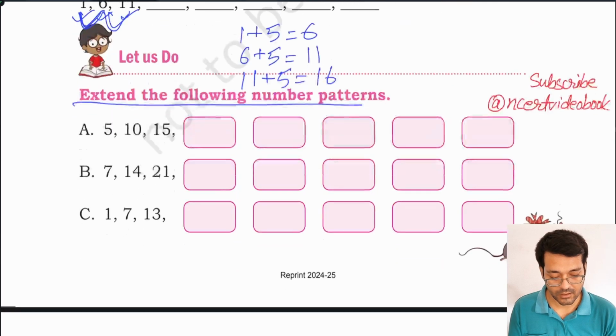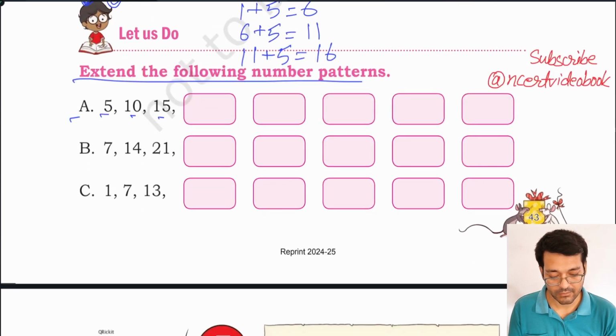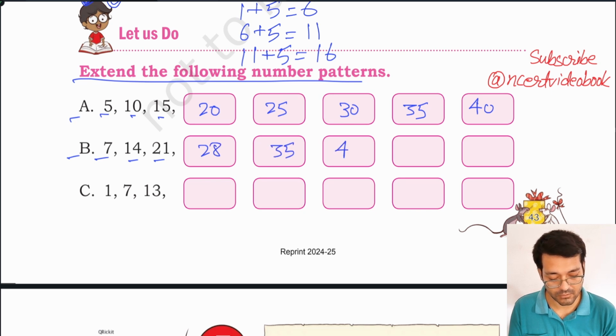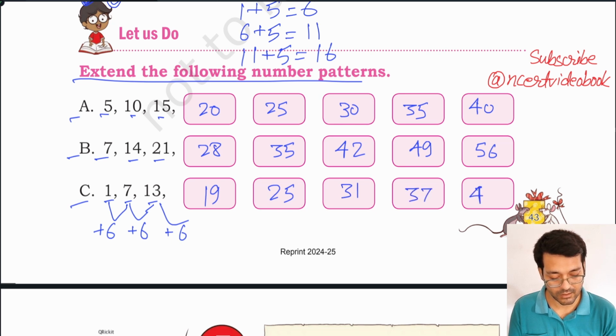Extend the following number patterns. A, 5, 10, 15, then here will be 20, then 25, 30, 35, and 40. Similarly, 7, 14, 21, then 28, 35, 42, 49, and 56. See, 1, 7, 13, that is an increase of 6 each time. Then an increase of 6 will bring 19, then 25, then 31, then 37, then 43.